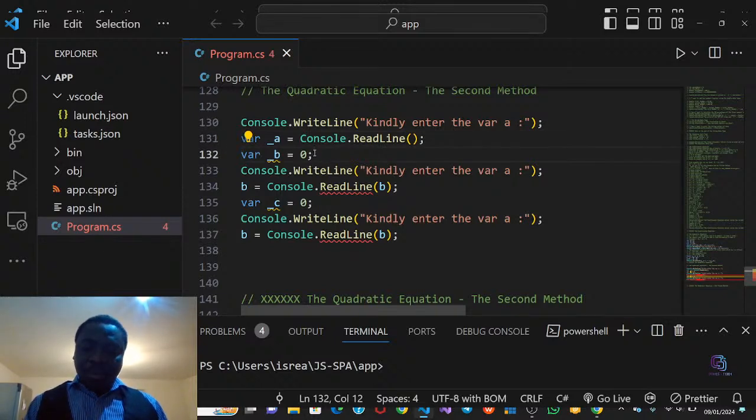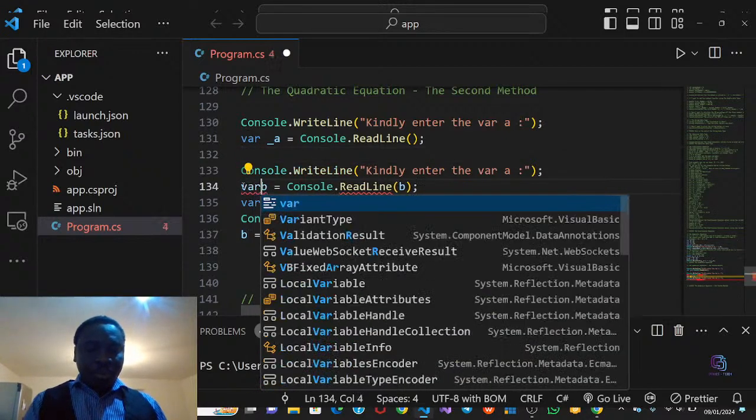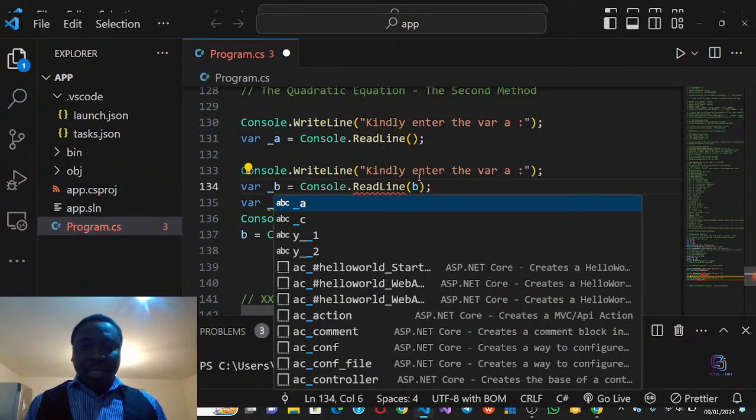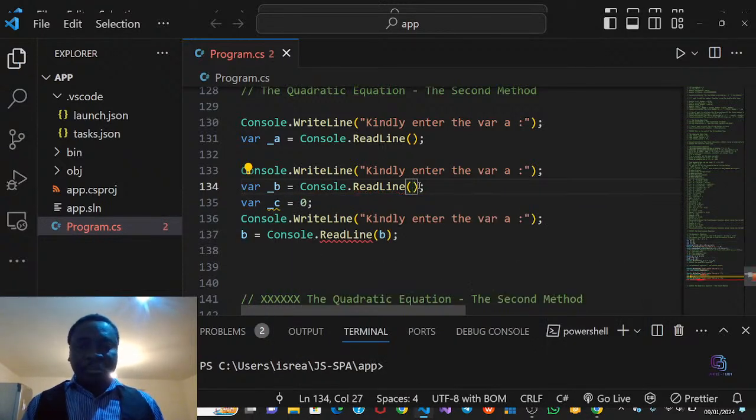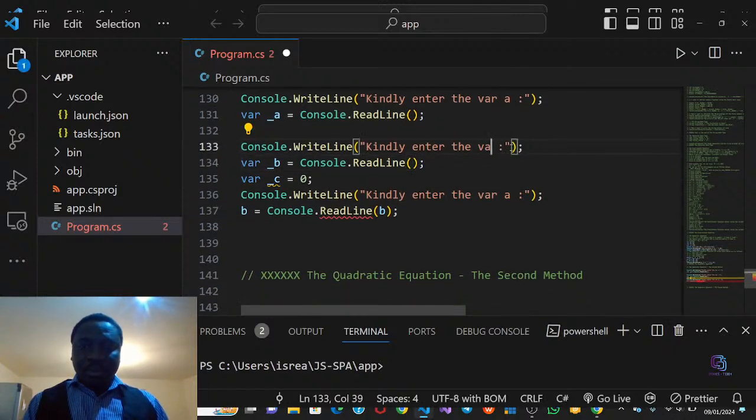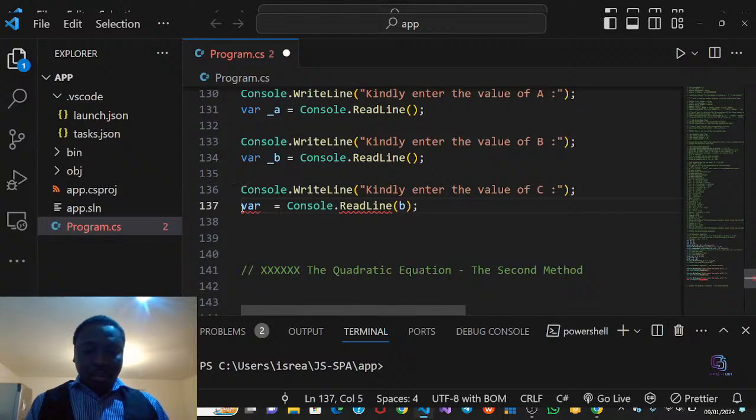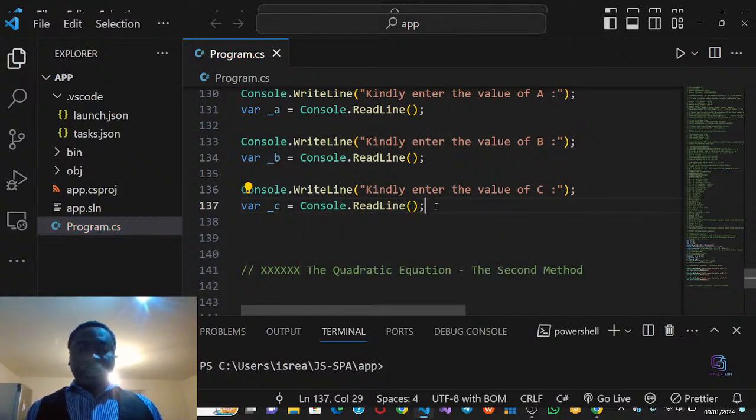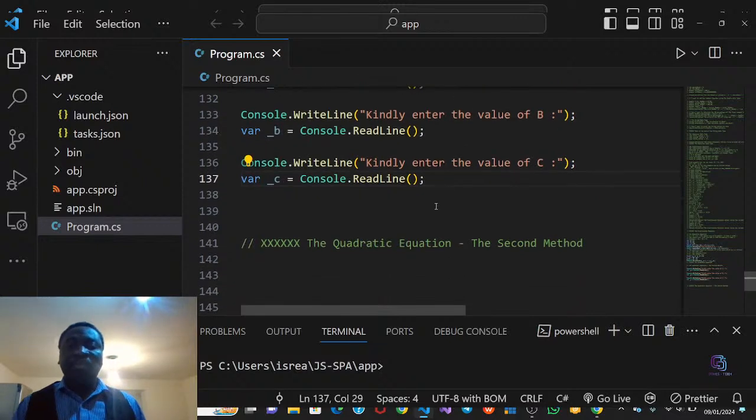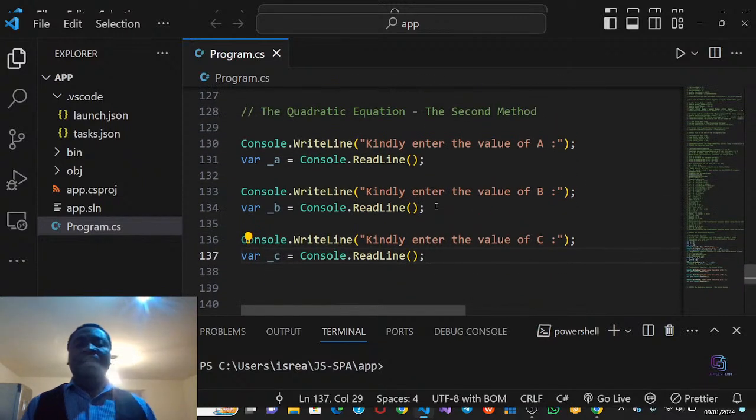Now, all I have to do is just pick away this underscore B, and I'll say variable. Now, underscore B is console.readline. So enter the value of B. So enter the value of A, underscore C, enter the value of C. So with this done, enter the value of C, enter the value of B, enter the value of A.